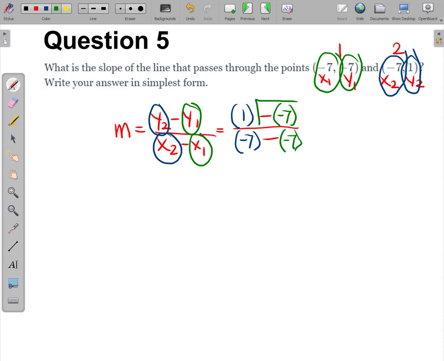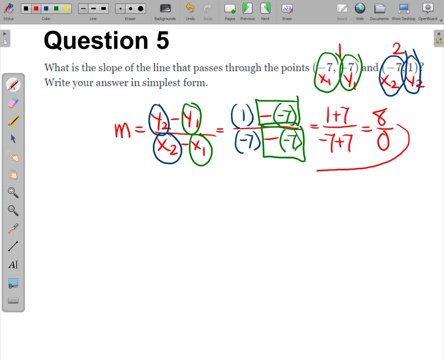So we've got something to deal with here. That's a negative, and we've got something here, which is also a negative. So in the numerator, that's going to be 1 plus 7. In the denominator, that's going to be -7 plus 7. And 1 plus 7 is 8, but -7 plus 7, that's 0. And then recall, notice it's got this fraction bar. There's your line. When 0 is under the line, it is undefined.